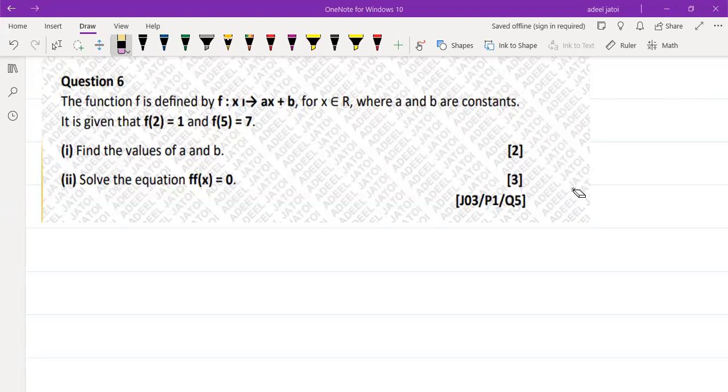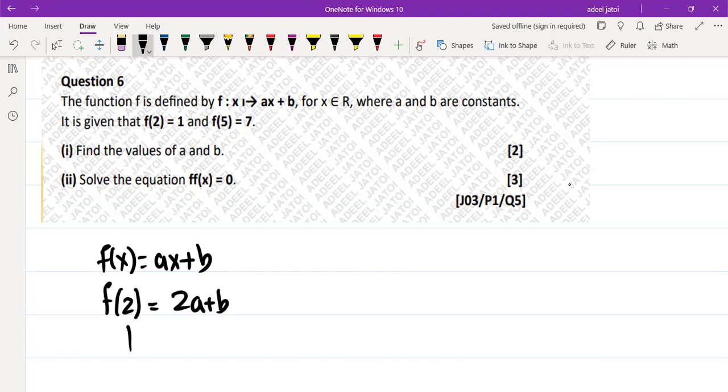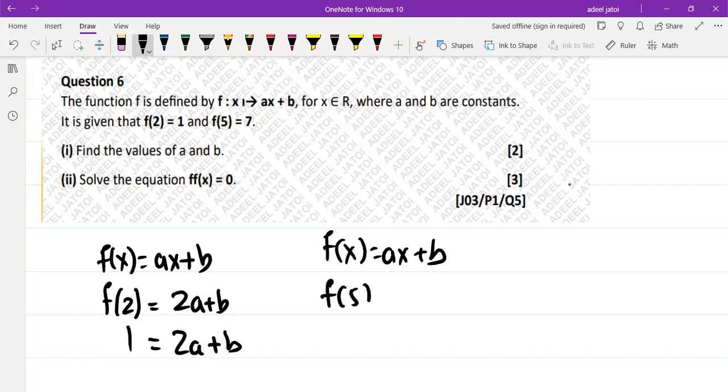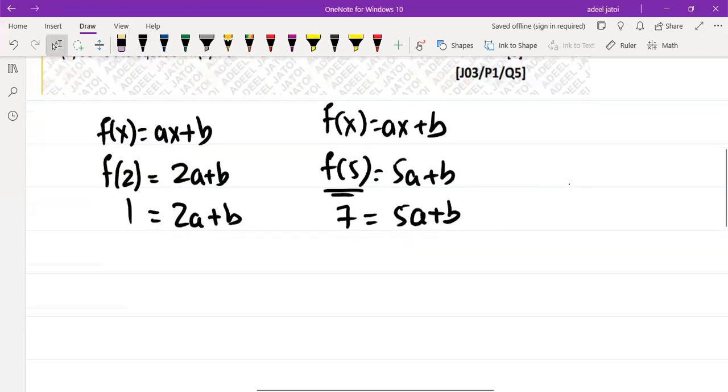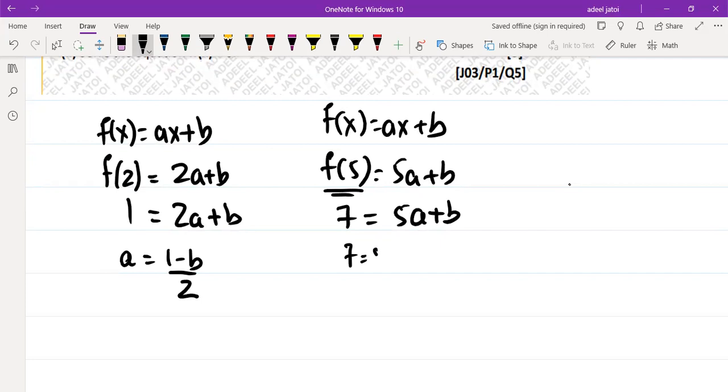Okay, here's the question that we actually did. So f(x) is equal to what? ax plus b. f(2) is equal to 2a plus b, but the f(2) value is 1. Do you agree? Similarly, f(x) is equal to ax plus b, so f(5) is equal to 5a plus b. The value of f(5) is 7. So what we can do is a is equal to 1 minus b upon 2. 7 is equal to 5 times (1 minus b upon 2) plus b.